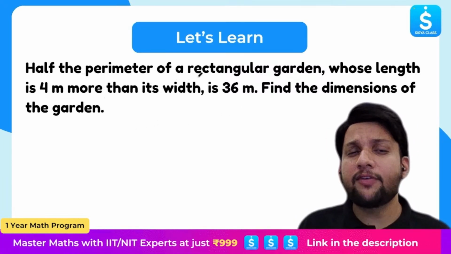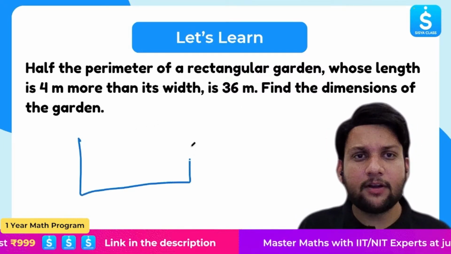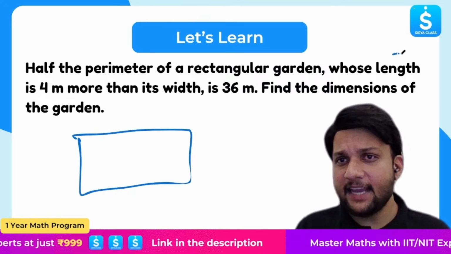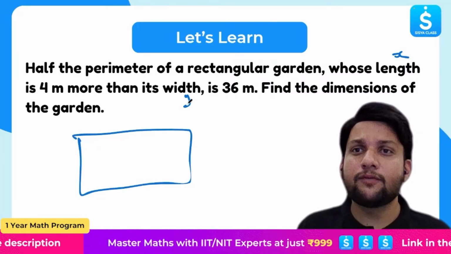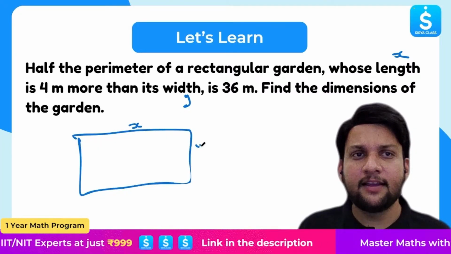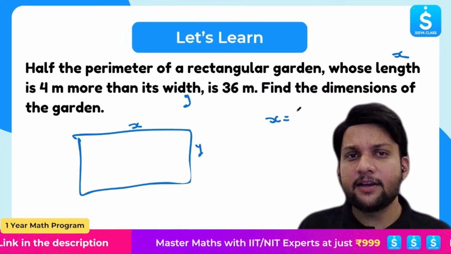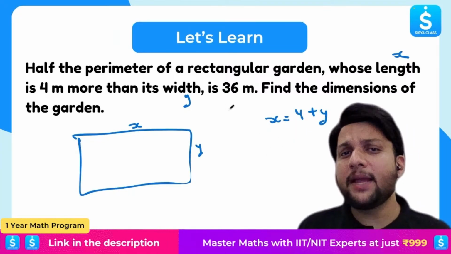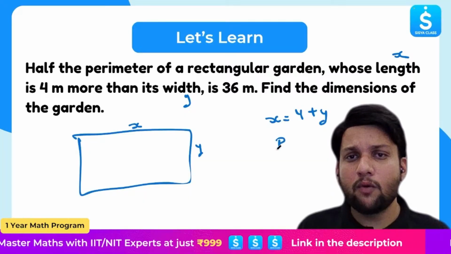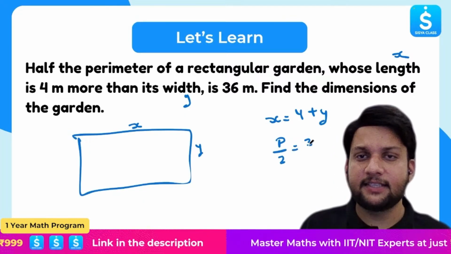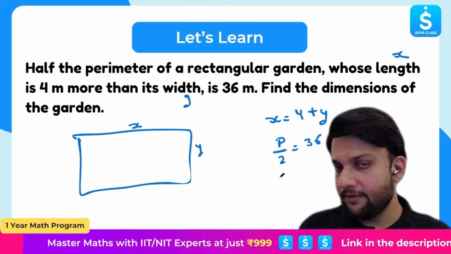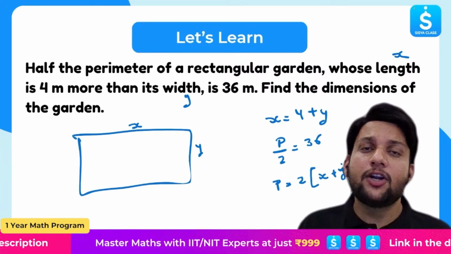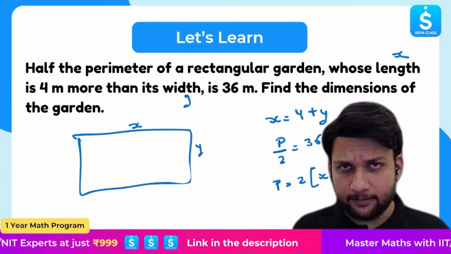What is given? Half the perimeter of a rectangular garden. Okay. So we have a rectangular garden whose length is 4 meters more than its width. So let's assume length as x and width as y. So we have length x, width y. So length is 4 meters more than its width. That is x equals 4 plus y. And half the perimeter of the rectangular garden, that is P over 2, is given as 36. Now, what is the perimeter of a rectangle? I hope everyone remembers. Perimeter is given by 2 multiplied by x plus y. That is 2 times the sum of length and breadth.